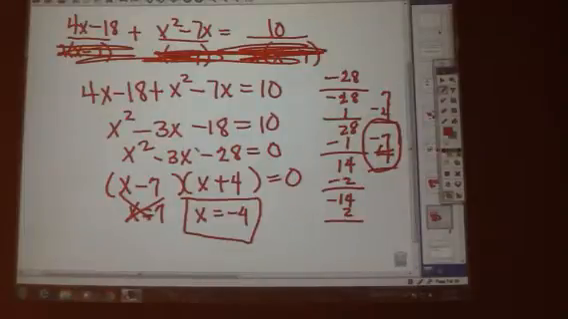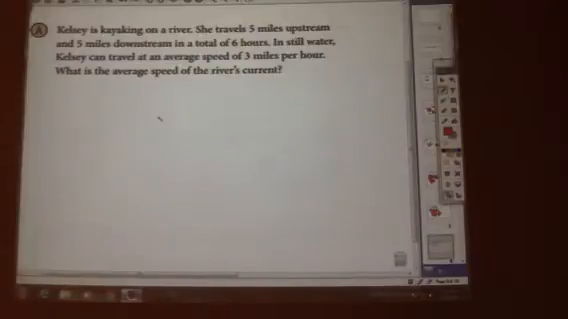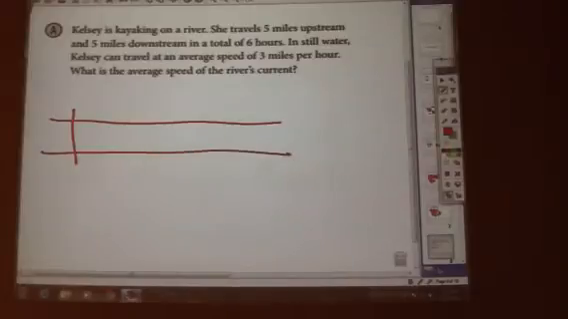All right, look on page 547. We're going to do a few story problems. Kelsey is kayaking on a river. She travels 5 miles upstream and 5 miles downstream in a total of 6 hours. In still water, Kelsey can travel at an average speed of 3 miles per hour. What is the average speed of the river's current? So we're looking for the river's current. If you go to the bottom of the page where the table is, it will tell you almost exactly what to do.